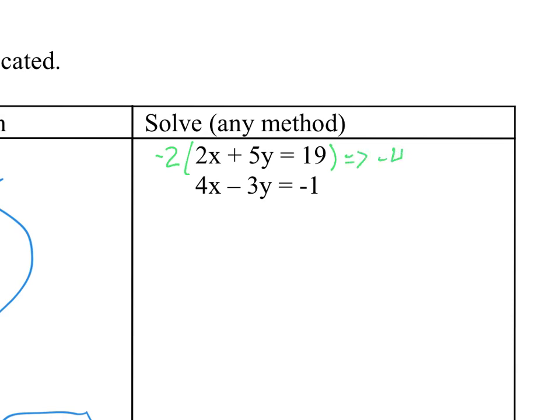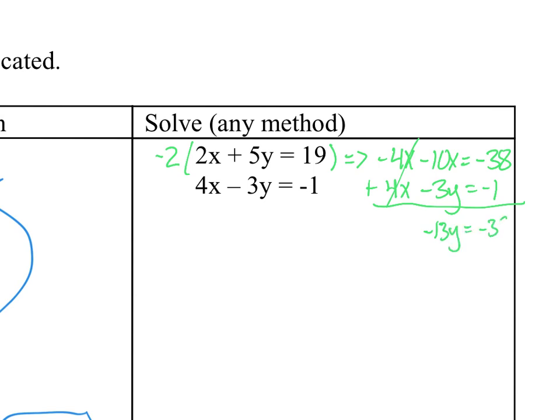So I'm going to have negative 4x minus 10y equals negative 38. And then I'm just going to rewrite this second equation. Okay, then add them. These will cancel out. This will end up being negative 13y. This will be negative 39. Then I can divide by negative 13. And my y ends up being 3.